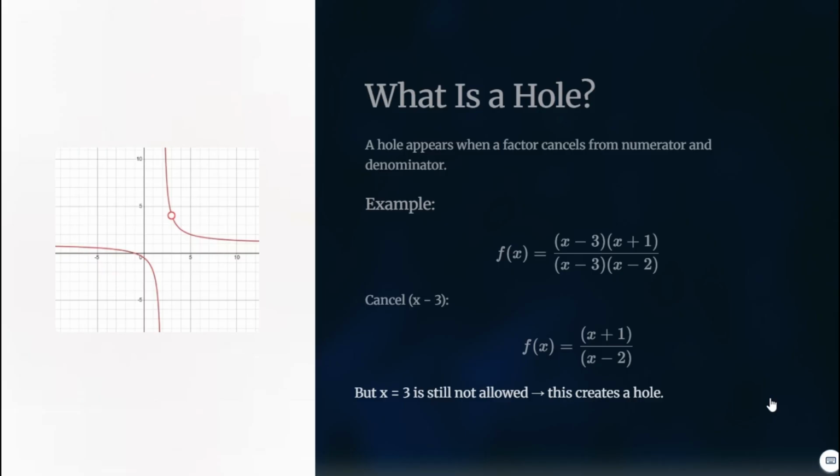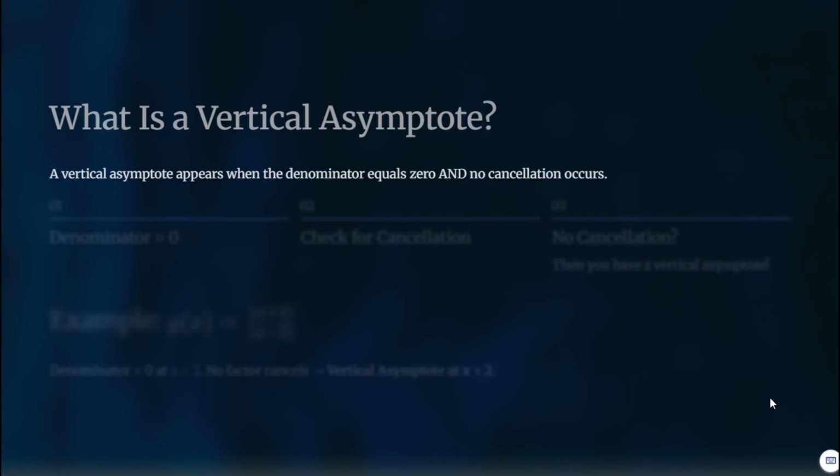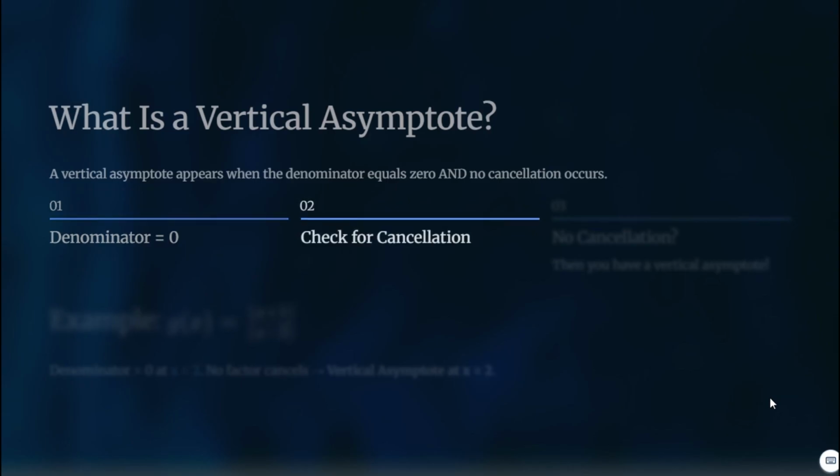So how do we test for holes? If the factor cancels, there is a hole at that point that will make the denominator 0, and you would get a removable discontinuity. A vertical asymptote appears when the denominator equals 0 and no cancellation occurs. So first, you'll need to find where the denominator of the fraction equals 0. You'll need to check for cancellation. Does any factor cancel with the numerator? If the answer is no, then you have a vertical asymptote.